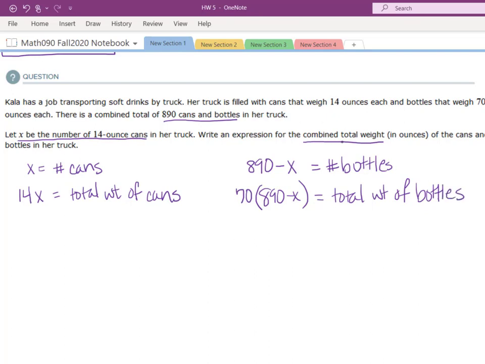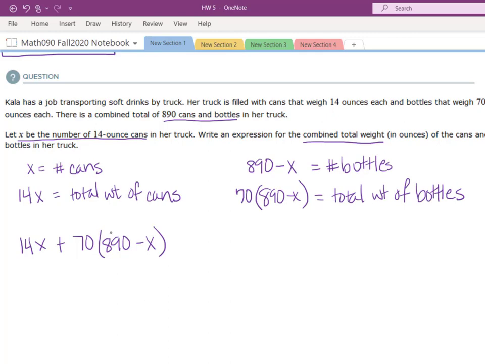Okay, so now to get an expression for the combined total weight, we need to add these together. 14x plus 70 parentheses 890 minus x. And honestly, I'm not sure, you might be able to just type it in like this and Alex will accept it. Sometimes they're not picky about things being simplified, but it's a good idea to practice simplifying it.